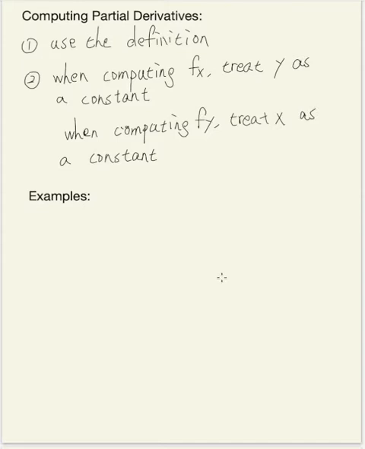Okay, let's see an example. Let's see a couple examples. First, suppose we have this function f of x and y equals x times e to the x squared times y. Let's first compute the partial derivative with respect to x. As I said, when we're computing the partial derivative with respect to x, we treat y as a constant.